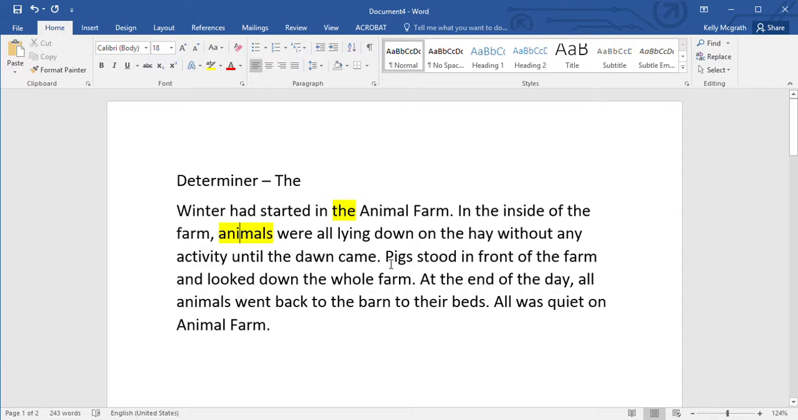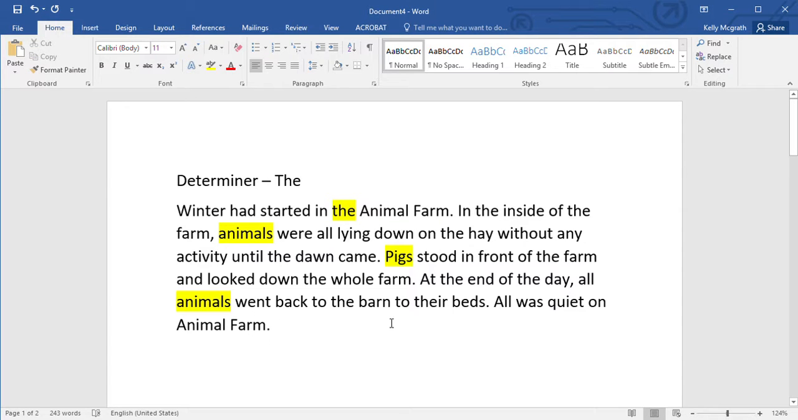The next sentence: pigs stood in front of the farm and looked down the whole farm. The issue here is with pigs, so I'm going to highlight that. At the end of the day, all animals went back to the barn to their beds. I've got another issue with the word animals. You can see here I've highlighted 3 nouns. Okay, we'll come back to those in a moment. All was quiet on Animal Farm. Now here, I've actually got the capital letters already, so that's already correct. So I just needed to fix up the capital letters on the first example.